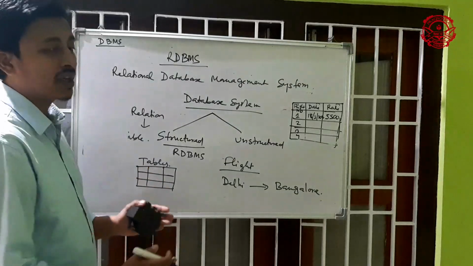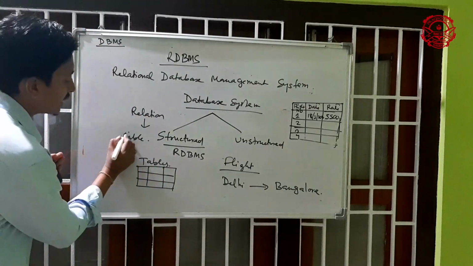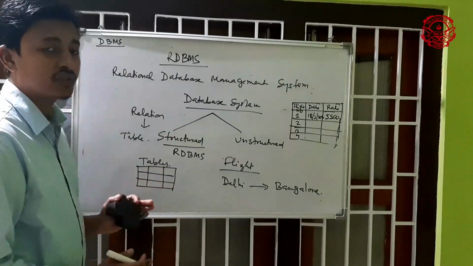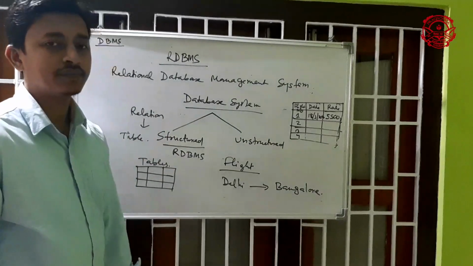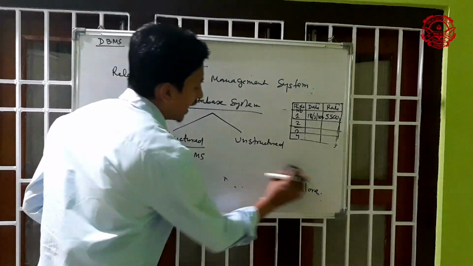RDBMS means it is a structured collection of data. Relation means a table. So all the information is stored in the form of tables. So that's why it is called structured. Okay, understand? So another thing is unstructured.